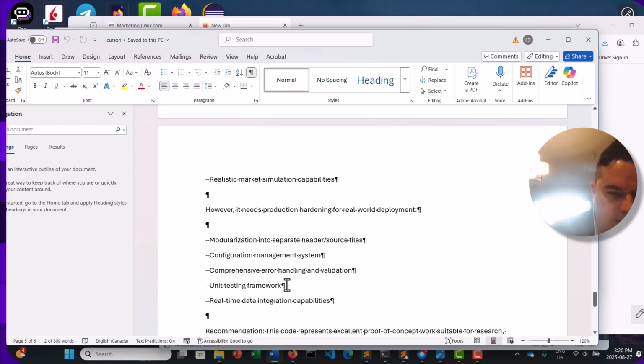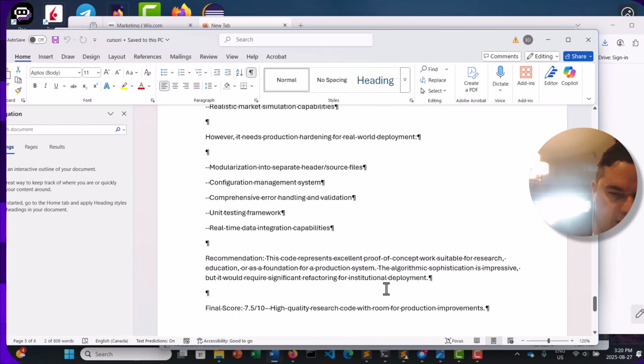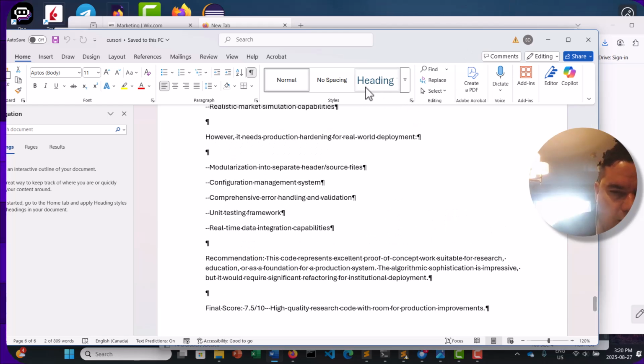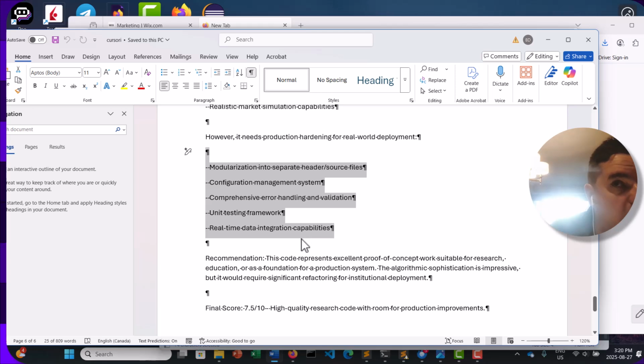Configuration management system, comprehensive error handling, unit testing framework, real-time data integration capabilities. So this is a great analysis. This code represents an excellent proof of concept, which it is, and even the AI will suggest to you that this is not to be used for production. So knowing all these, you can add these capabilities and new features as you want in your original prompting to get to that.